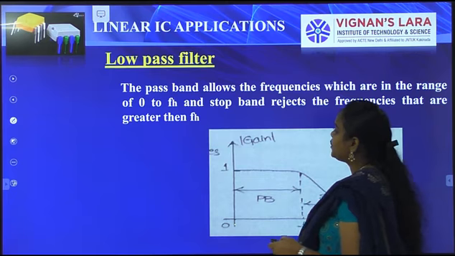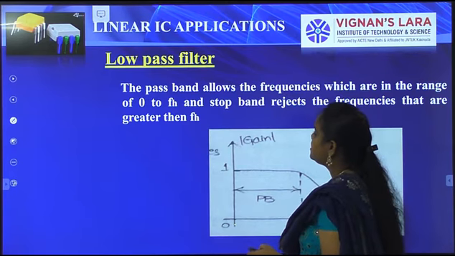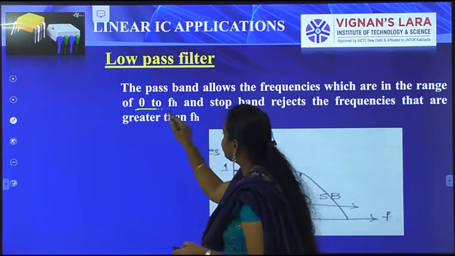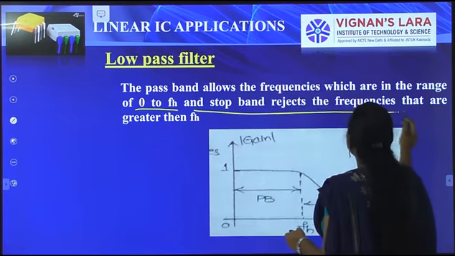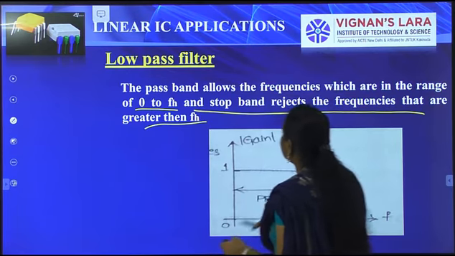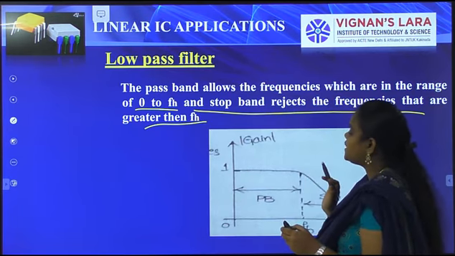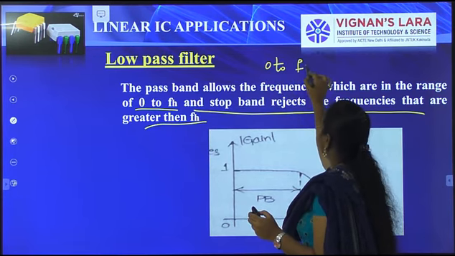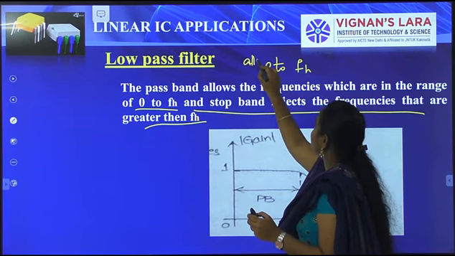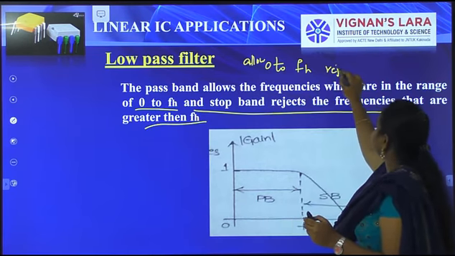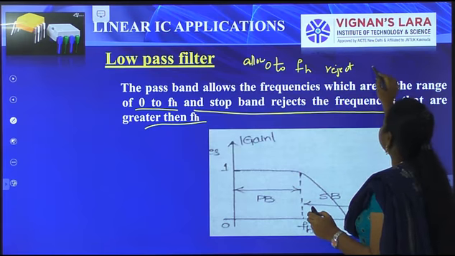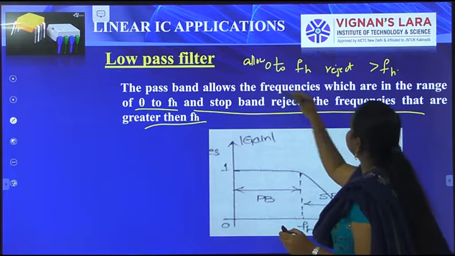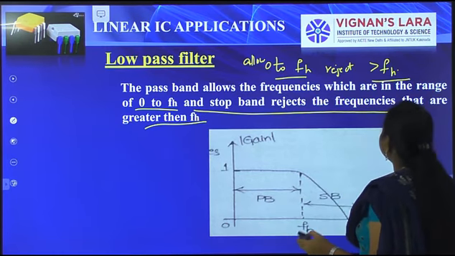So here I am going to explain what is meant by a low pass filter. The pass band allows the frequencies which are in the range from 0 to FH, and the stop band rejects the frequencies that are greater than FH. That means the low pass filter allows only 0 to FH, and frequencies greater than FH will be rejected.